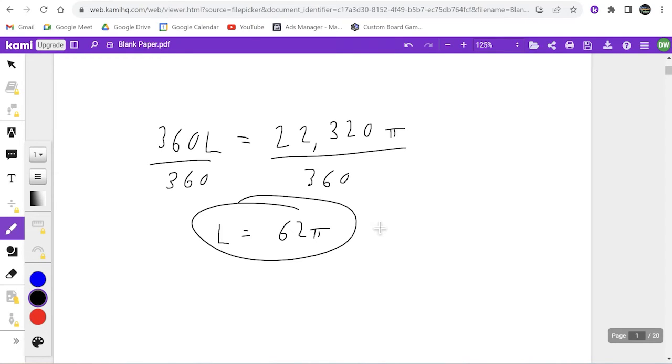But are there any questions on that first one? Wait, how'd you get 62? And a calculator? Yeah, calculator.